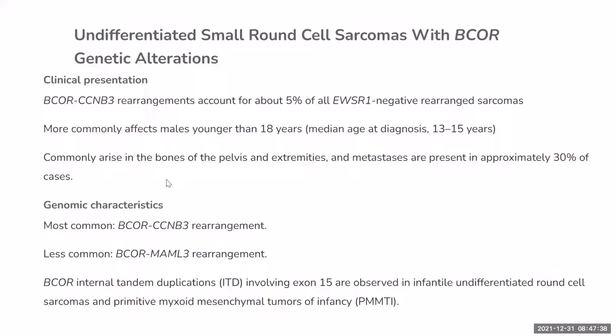It more commonly affects younger males around 18 years of age, and it occurs in the bones of the pelvis and extremities. Metastases are present in approximately 30%, so there are higher chances of metastasis. More commonly it has BCOR CCNB3 rearrangement, and less commonly BCOR MAML3 rearrangement. BCOR internal tandem duplication can also be found in some patients.